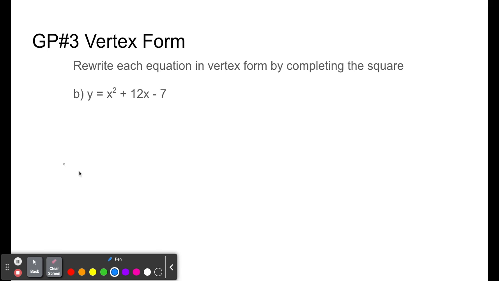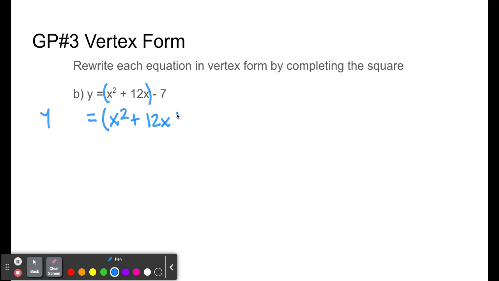So again, first thing, check for A. A is 1. We don't have to worry about that step. So from here, we're going to go ahead and group our first two terms. From there, we need to add a value to both sides in order to complete the square.